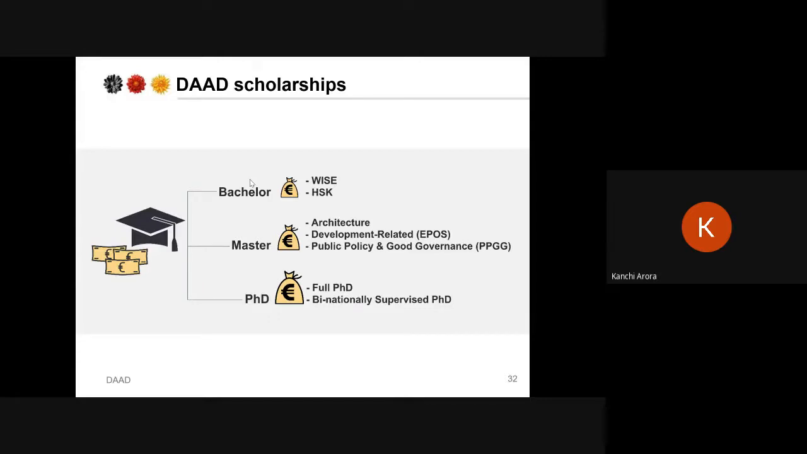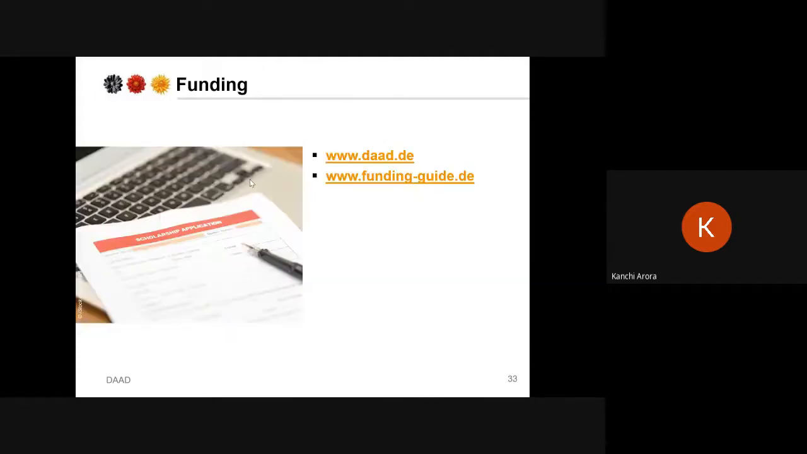What we have, DAAD has the flagship program. We offer scholarships for PhD, basically, wherein you get a full grant for pursuing your PhD from Germany. You could also be a student here, and then if you want to go for research, you could also get in touch with the DAAD for the scholarship part. But today, let us talk about the scholarship for Masters in Architecture and EPOS.